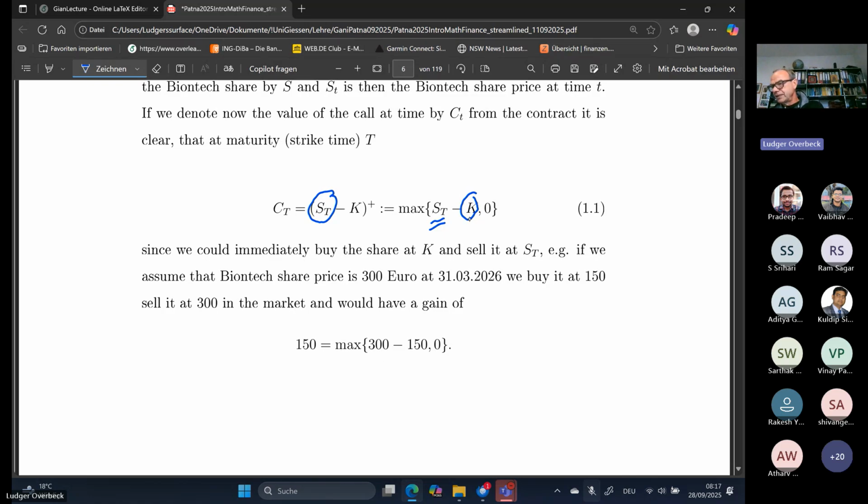Of course, if the option has just a value of 100, if S_T is just 100, you don't have to buy it. That's the advantage of this contract. You don't have to buy the BioNTech share, because if you would, then you make a loss. And the advantage of the option: you don't buy, you just say, okay, I don't want to have it, I don't buy it, I have no loss and no gain. So my C_T is then 0.